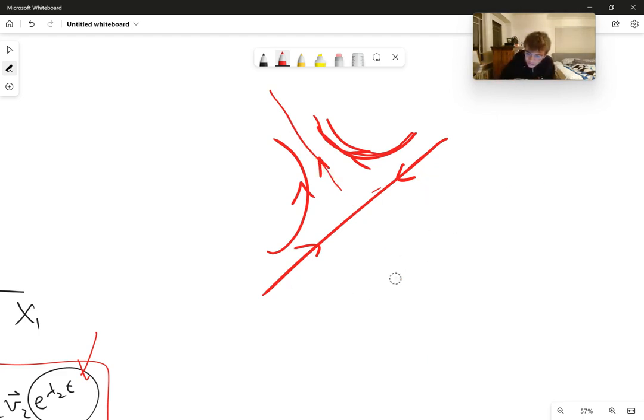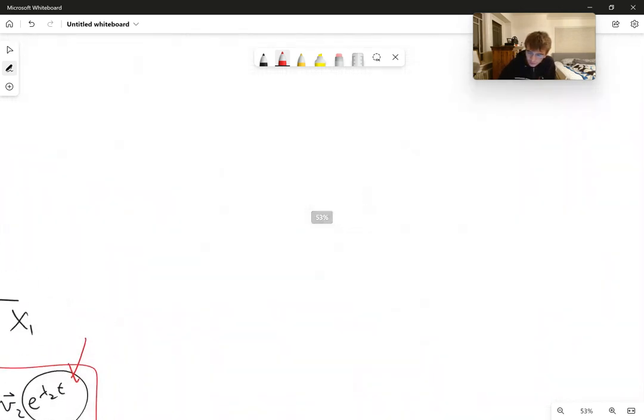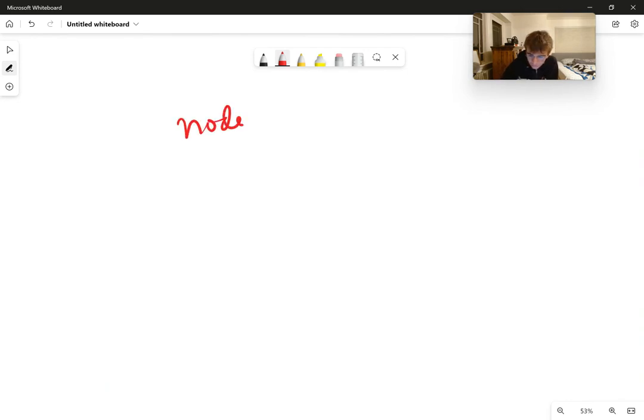All right, so that's our case for the saddles. And to summarize, we have nodes that occur when, and they look something like this. Okay, let me draw this better.